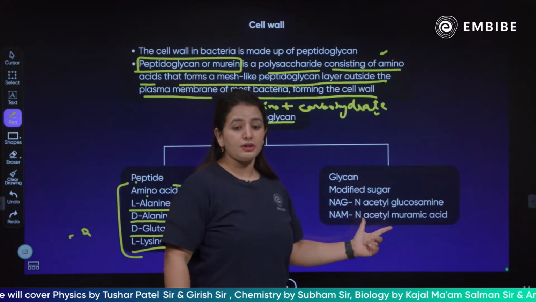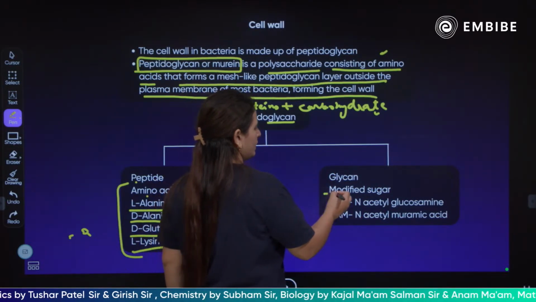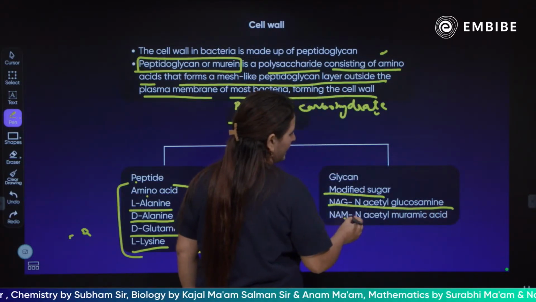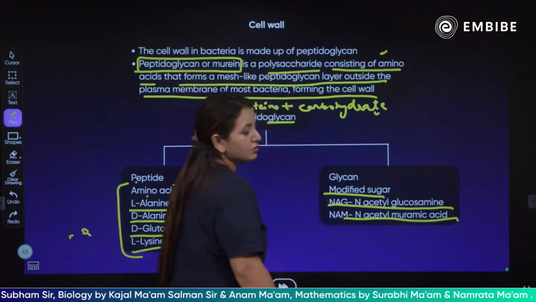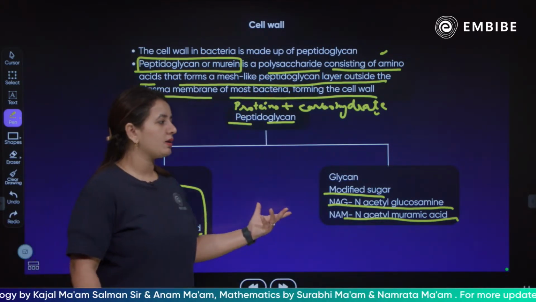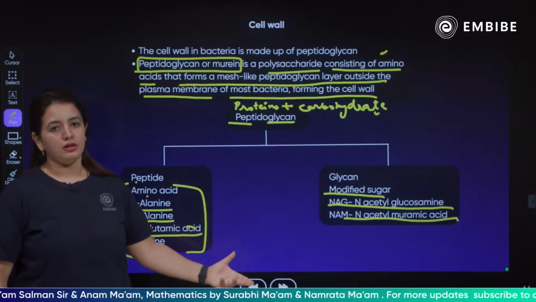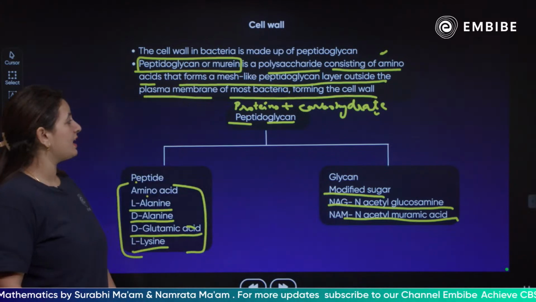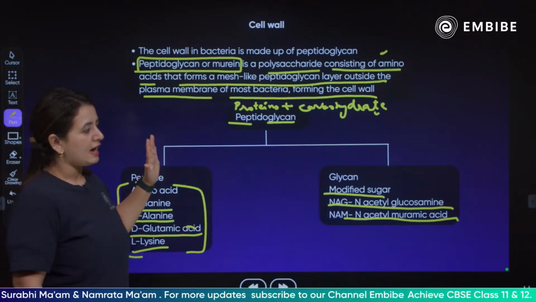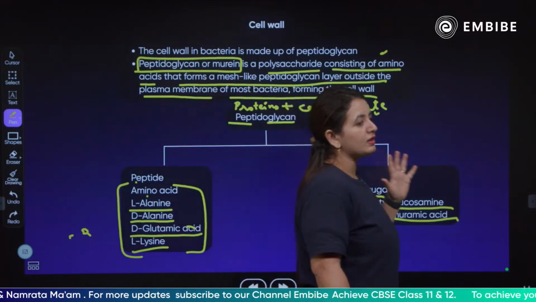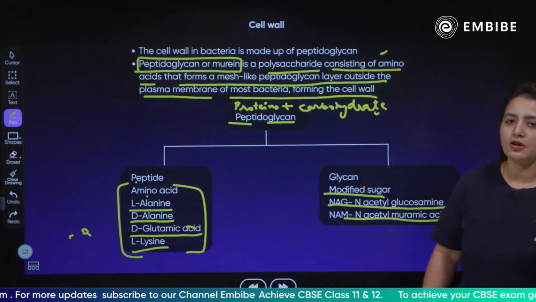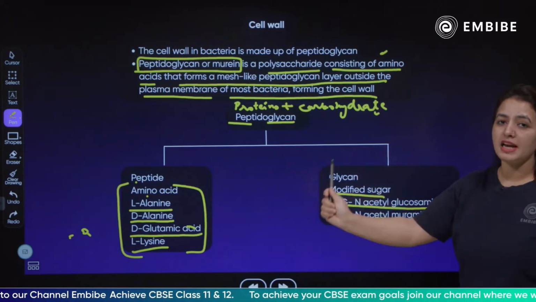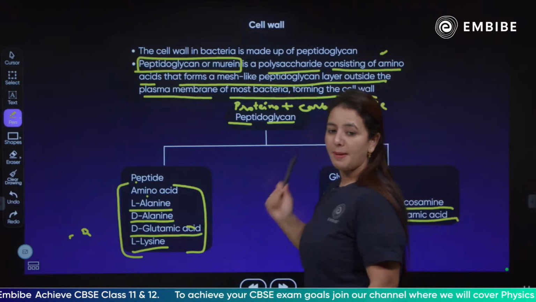Then, talking about the carbohydrate, it is a modified sugar. It means N-acetyl glucosamine and N-acetyl muramic acid. So these are the two components of the peptidoglycan which make up your cell wall, which makes a whole covering around the plasma membrane. These are the components present in the cell wall, creating a mesh-like structure around the plasma membrane.